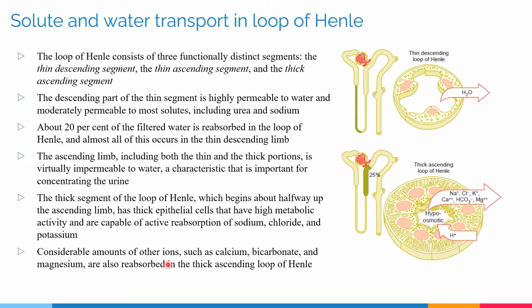Considerable amounts of other ions such as calcium, bicarbonate, and magnesium are also reabsorbed in the thick ascending loop of Henle. So as the diagram represents, sodium, chloride, potassium, as well as other ions such as calcium, bicarbonate, and magnesium are reabsorbed, while ions such as hydrogen are secreted into the glomerular filtrate.